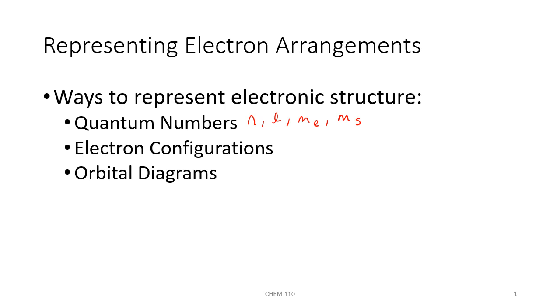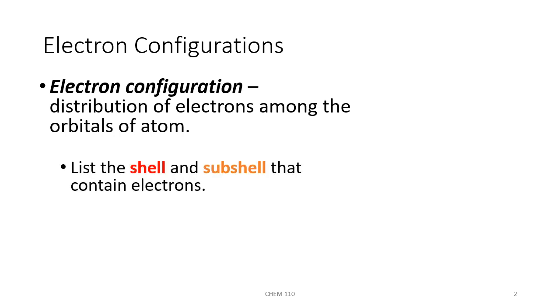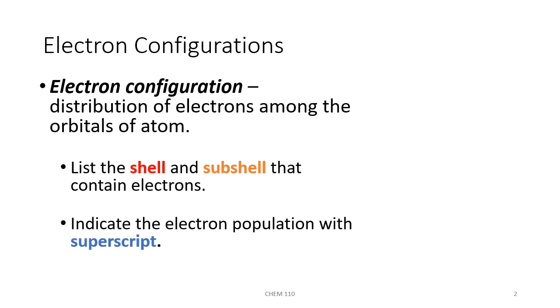Electron configurations are also called the atom's electronic structure. It's useful because an atom's electron configuration will control how that element will react and what type of chemical properties it has. Electron configurations show the distribution of electrons among the orbitals of an atom. We list the shell and the subshell and how many electrons are populating that subshell. We list the electron population by writing a superscript number with how many electrons that subshell contains.